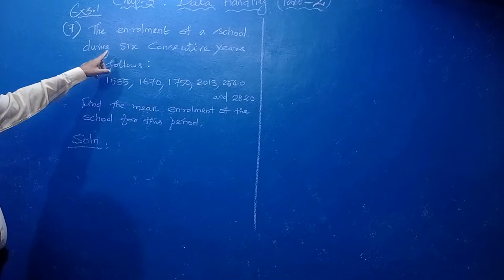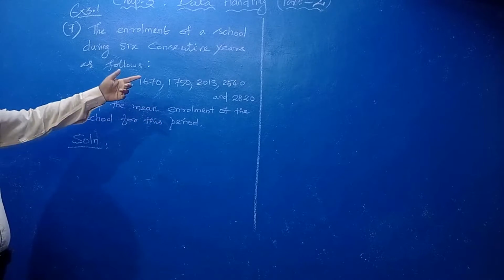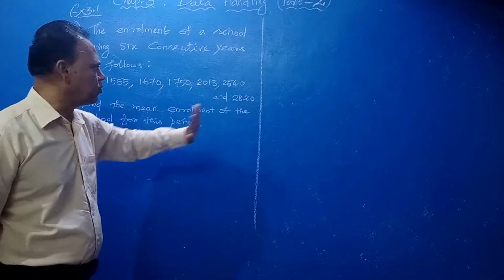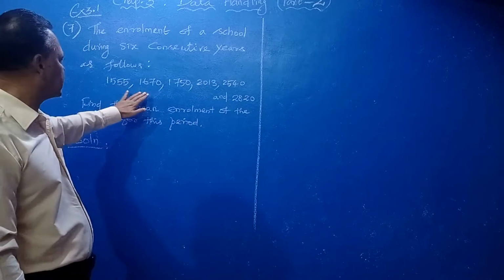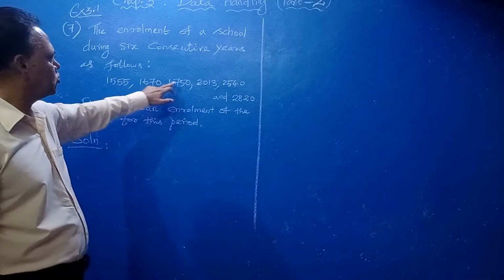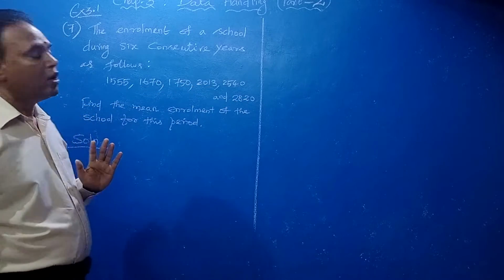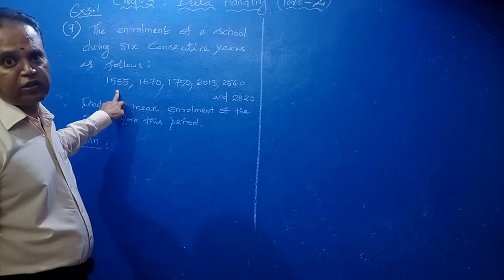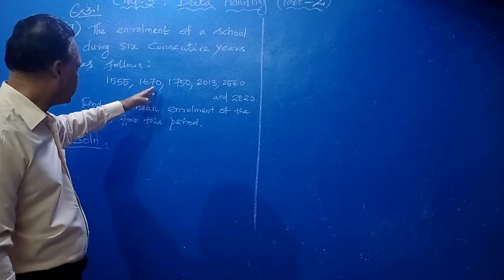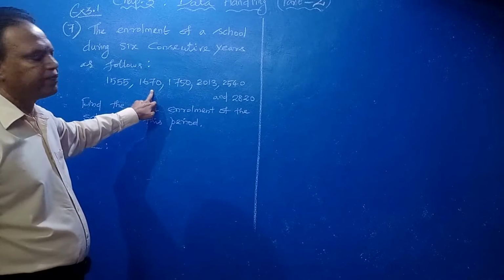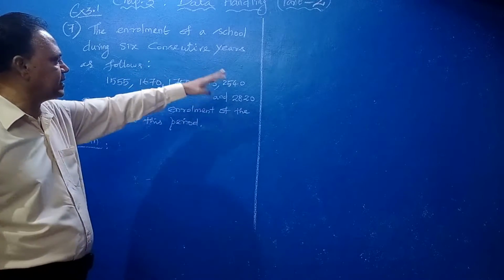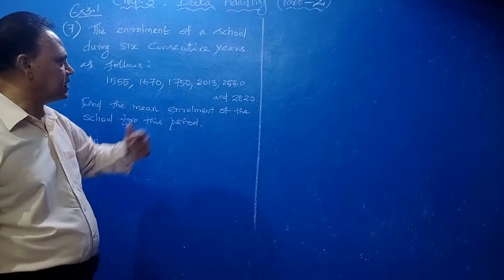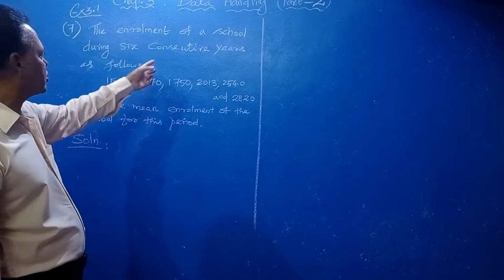The enrollment of a school during 6 consecutive years is as follows. Consecutive years means continuous years, suppose 2000, 2001, 2002, 2003 like that. In 2000, how many students, the total number of students in a school. 2001, total number of students, increased. Then again increased. Like that, it is increasing. The total number of students every year is increasing. 6 consecutive years are given.